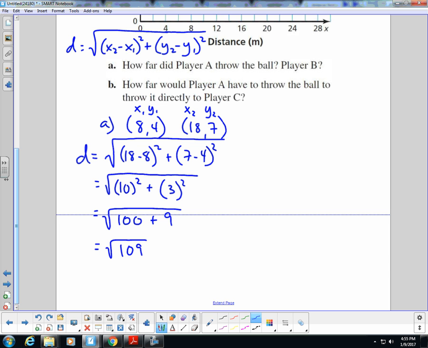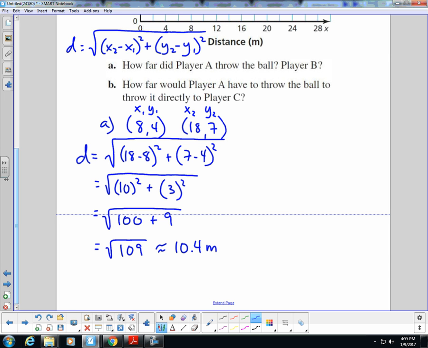Now, that radical doesn't reduce, but we can get a decimal equivalent, and the decimal equivalent to the square root of 109, if rounded to the nearest tenth, is 10.4, and our units here are meters. We're dealing in meters. So that's how far it takes the ball to travel from player A to player B.